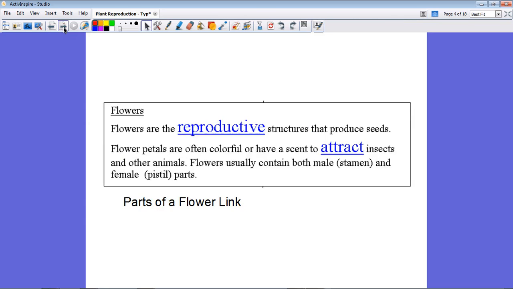Flowers are the reproductive structures that produce seeds. Okay, so flowers, I'll say it again, are reproductive structures. Flowers are the parts of plants that make more plants. Flower petals are often colorful or smell good, and that acts to attract insects and other animals. You'll notice that we've talked about how animals can help flowers spread their seeds. So flowers usually contain both male parts and female parts. The male parts are called the stamen, and the female parts are called the pistil.